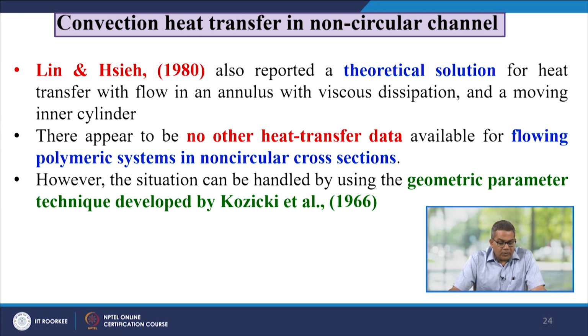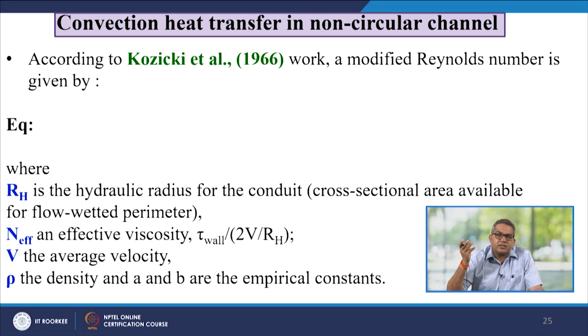Another co-worker of Lin and Hirsch reported a theoretical solution for the heat transfer with flow in an annulus with viscous dissipation and a moving inner cylinder. Now, there appear to be no other heat transfer data available for flowing polymeric systems in non-circular cross section. However, the situation can be handled by using the geometrical parameter technique, which was developed by Kojicki in 1966.